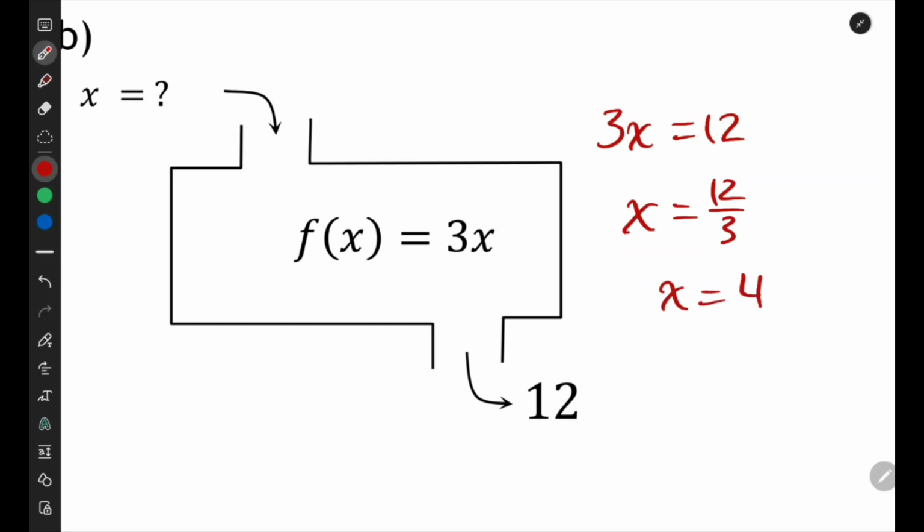X is 4. And of course, I can see that now, and probably I could see it before. But I like going through this process anyway, so it's very reassuring. Yes, if the input value to this function is 4, when 4 goes into this function, it produces an output of 12. Because 3 times 4 is 12.